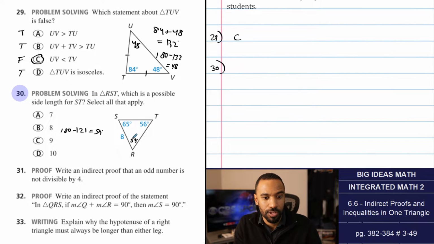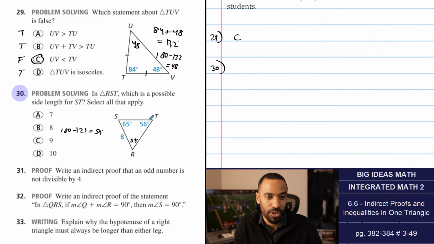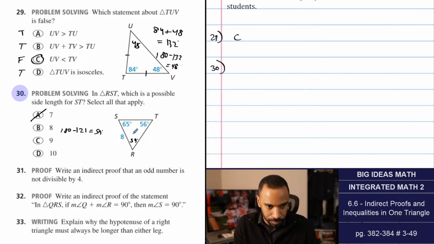Here's the thing. There is an exact measure that you could figure out using what's called the law of sines. Unfortunately, we don't get to figure that out here. So 59 is the in-between angle of these two, and 8 is opposite the smallest angle. Therefore, 8 has to be the shortest side. Therefore, 7 is just simply not possible.